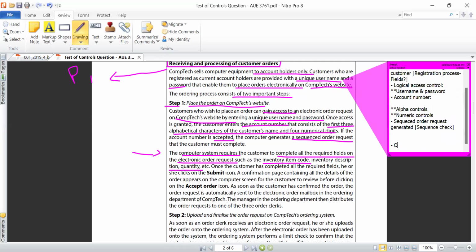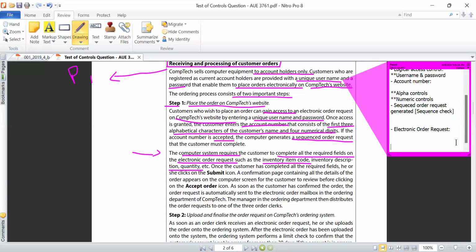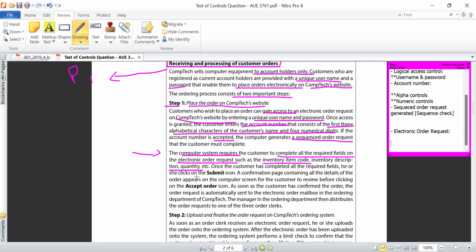All right. So I'm going to just indicate here an electronic order request. Now, there's a reason why I'm writing electronic order request. We're going to come back because there are fields here that they pointed out. So inventory item code, it should be numeric. Inventory description, it should be alphabetical. Why? Because it describes the kind of goods you're buying. Quantities should be in numeric. So all these fields, they will have controls embedded in there.